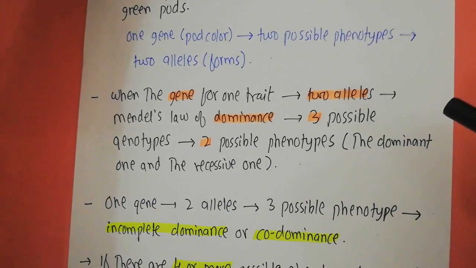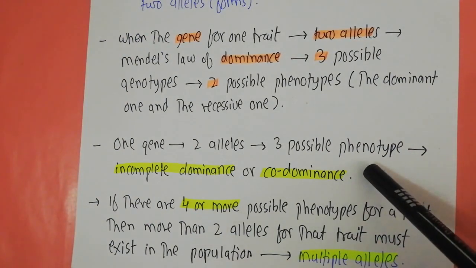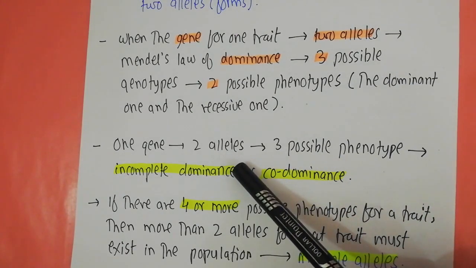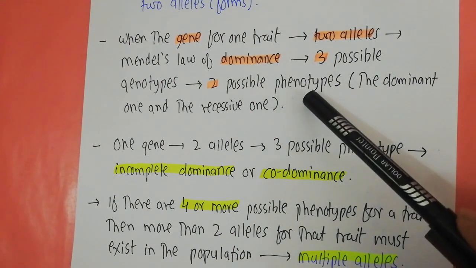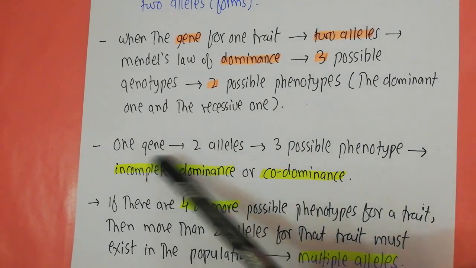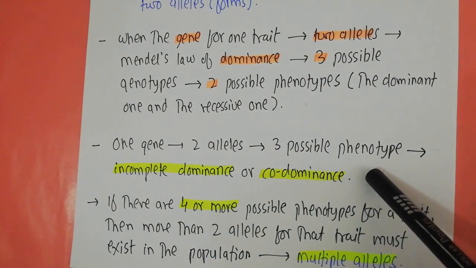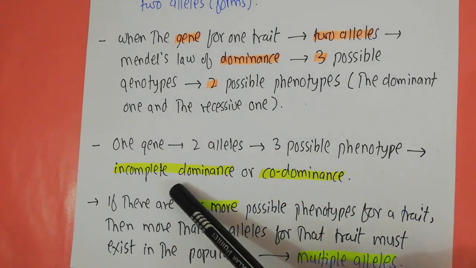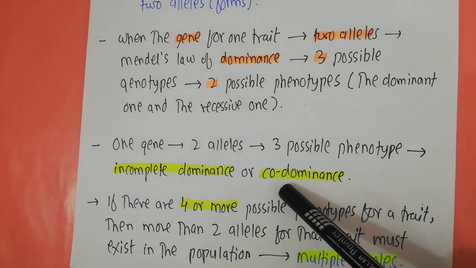Now, when there is one gene with two alleles and you are actually having three possible phenotypes, this means that these two alleles are not following the law of dominance, because if they were following the law of dominance, there would be only two possible phenotypes for two alleles. But as we are getting three possible outcomes from two alleles of one gene, you are actually talking about incomplete dominance or codominance. I have a detailed video on incomplete dominance and codominance, and I'll share the link in the description.